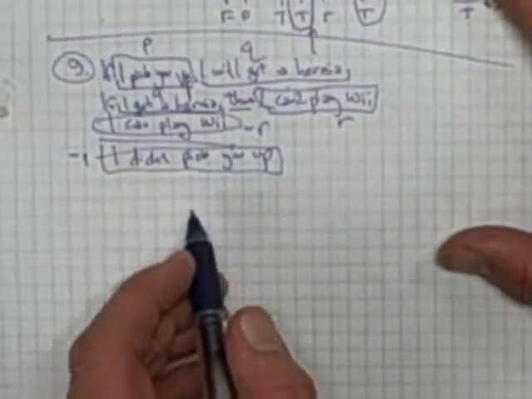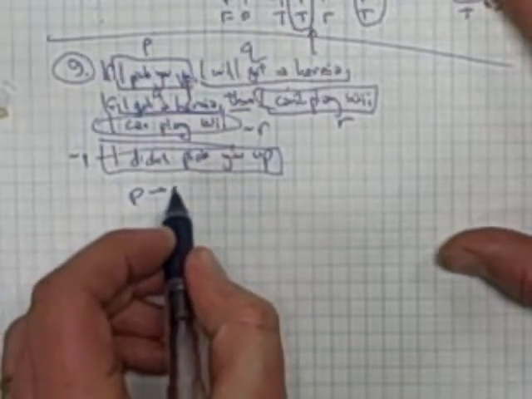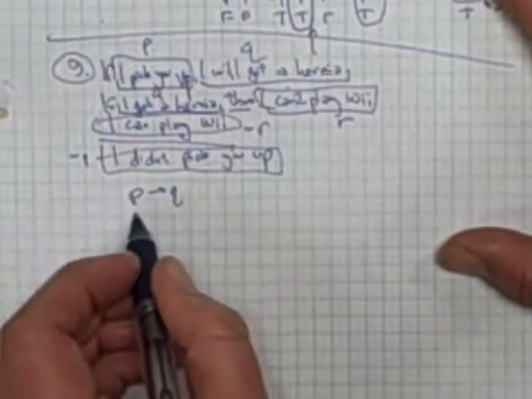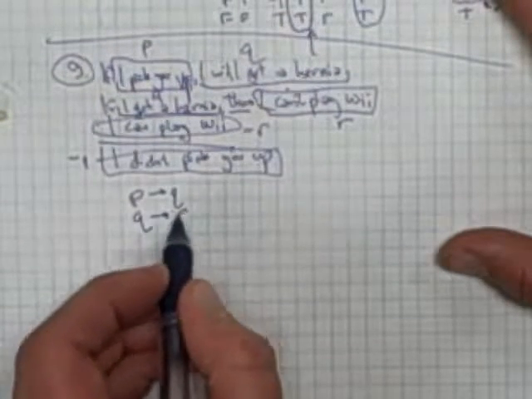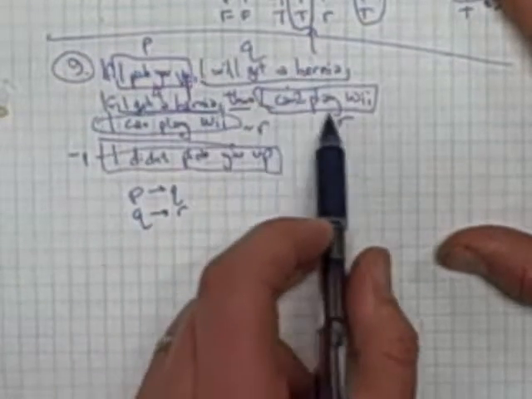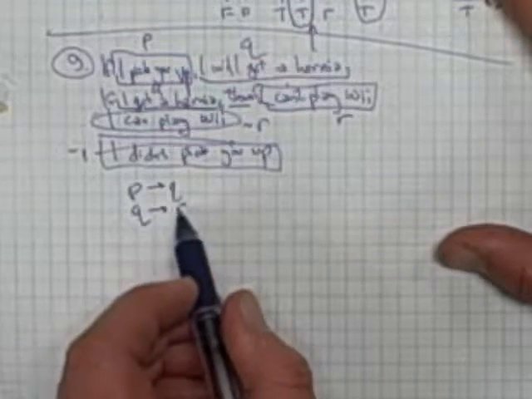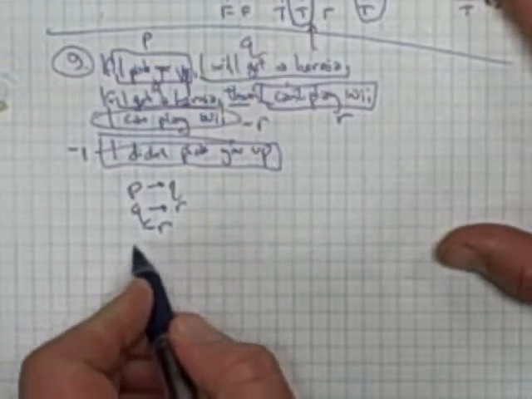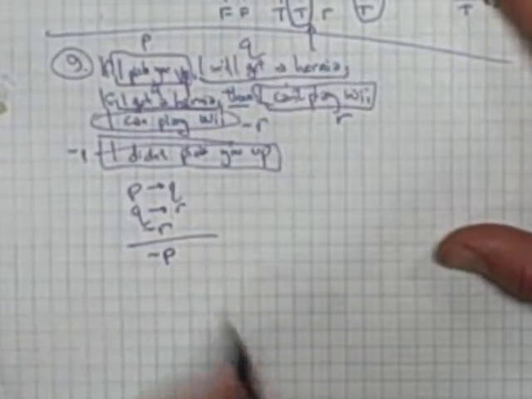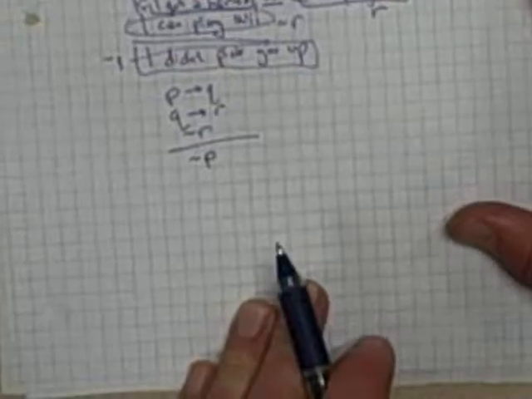So the structure of this argument would be P implies Q. I pick you up, I get a hernia. Q implies R. If I get a hernia, then I can't play Wii. Again, you could have done that not R, and then the next one would just be R. I can play Wii as the next, so the opposite of R. Therefore, not P.